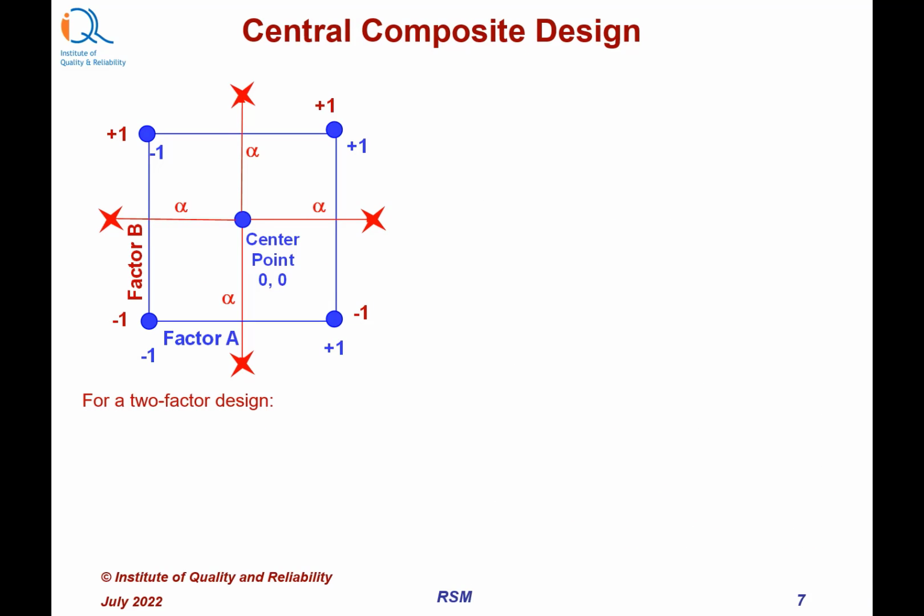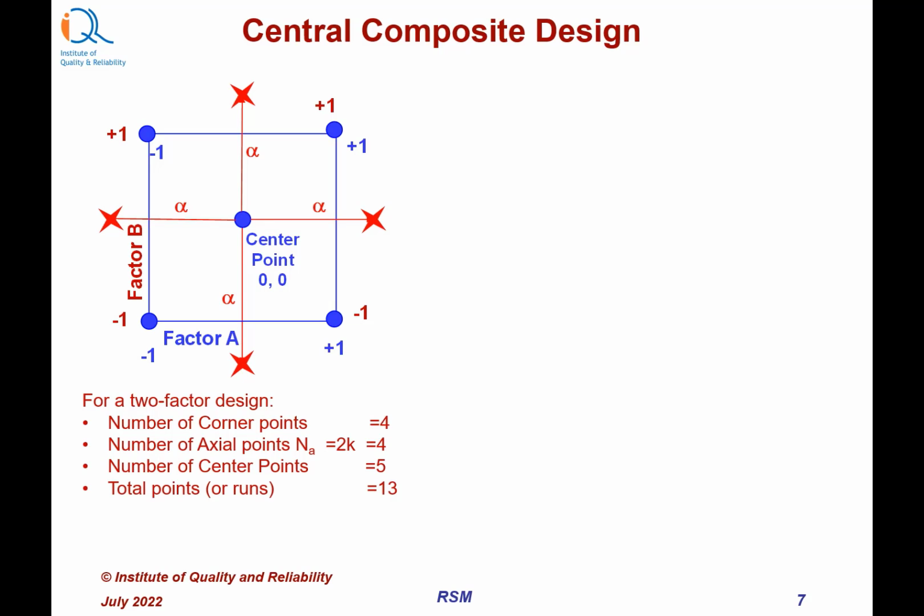For a two-factor central composite design, the number of corner points will be 4. Number of axial points NA will be equal to 2 times the number of factors K, that is equal to 4. Number of center points will be equal to 5. This is the default number and you may reduce or increase. Total points or runs will be therefore 13.